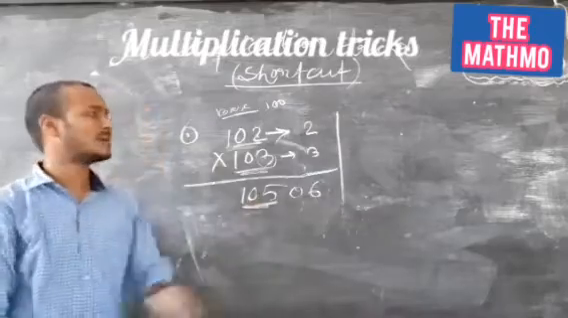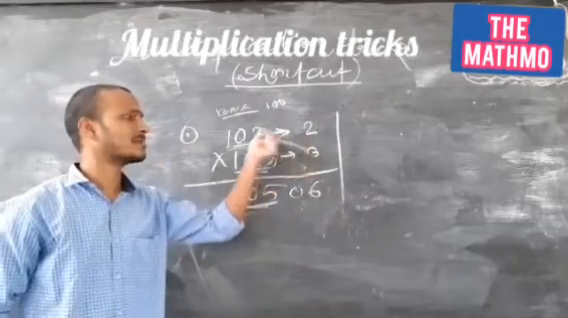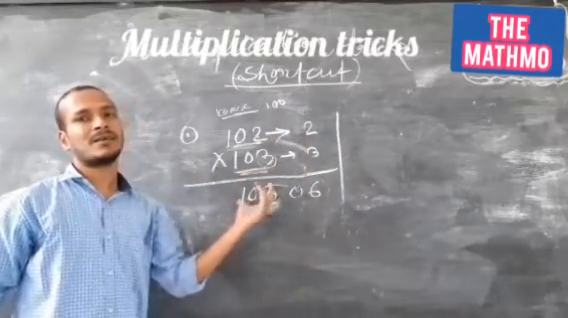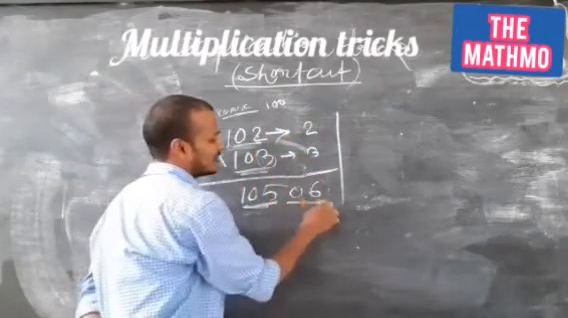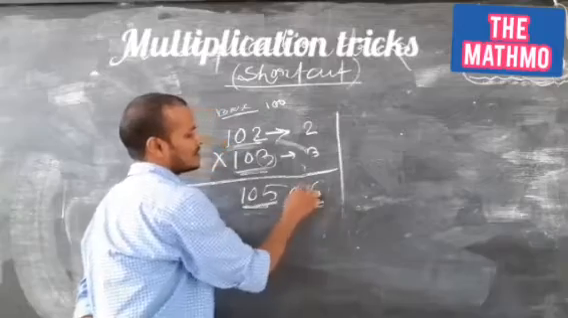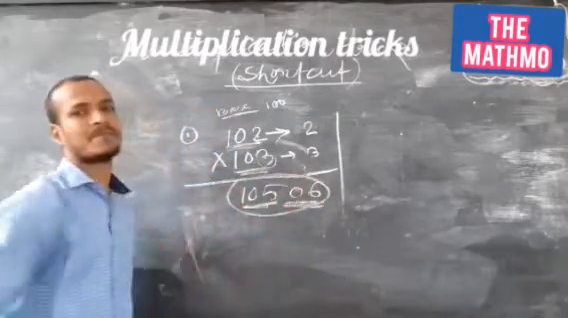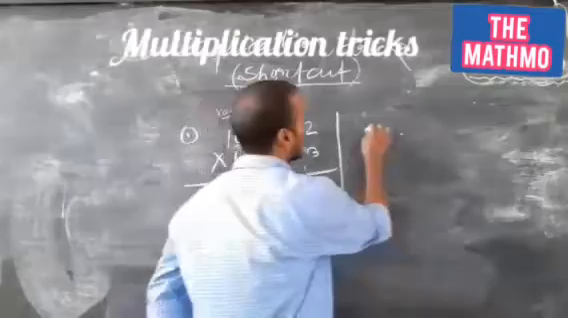You have to add only one. Either this one to this or this one to this, you will get the same thing. Okay? Then the extra 2 and 3, you have to multiply and write it as a 2 digit number. That's your answer. Let us see one more example.